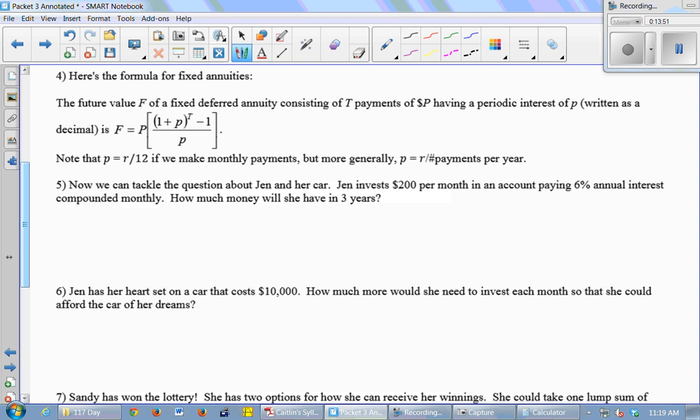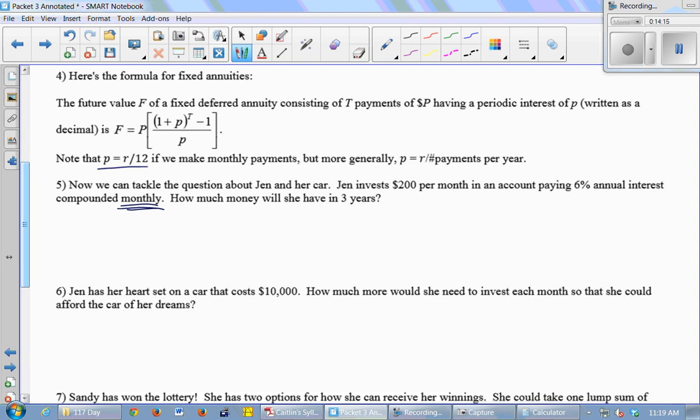All right, so now we can tackle this question about Jen saving for her car. She's putting $200 per month in an account paying 6% annual interest compounded monthly. So you see that monthly, and then little p, your periodic interest rate, is going to be r over 12. So how much money will she have in 3 years? So they're asking about the future value. So I'm going to be figuring out what F is here.